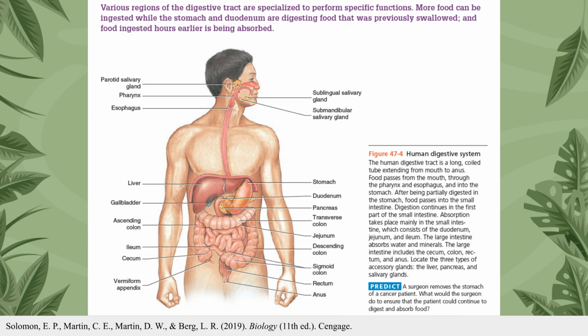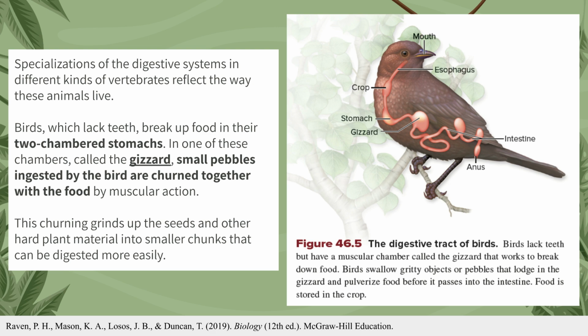In humans, digestion begins in the mouth and continues through the esophagus, stomach, and small intestine, where most digestion and nutrient absorption occur. Accessory organs such as the liver, pancreas, and gallbladder release enzymes and bile that aid digestion. Waste then passes through the large intestine and exits through the anus. This organization allows digestion, absorption, and waste removal to occur efficiently and simultaneously. Birds lack teeth, so they rely on a 2-chambered stomach. The crop stores food. The gizzard grinds food using swallowed pebbles and muscular contractions. This adaptation allows birds to process hard seeds and plant material efficiently.